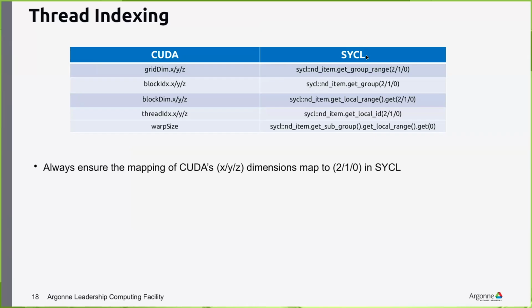So this is just something to remember. On the CUDA side, you have XYZ as the indexing pattern. When you port your exact CUDA code to SYCL, you need to index from 2, 1, 0. The difference is because CUDA is C based and SYCL is C++ based. So it just depends upon which is the fastest moving index, and that is the reason why we need to flip the indexing.